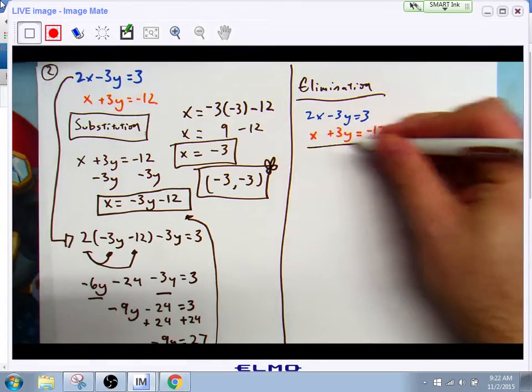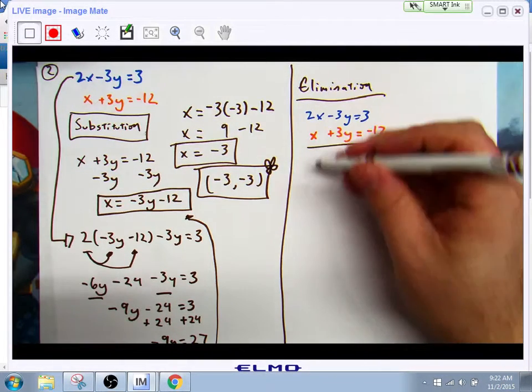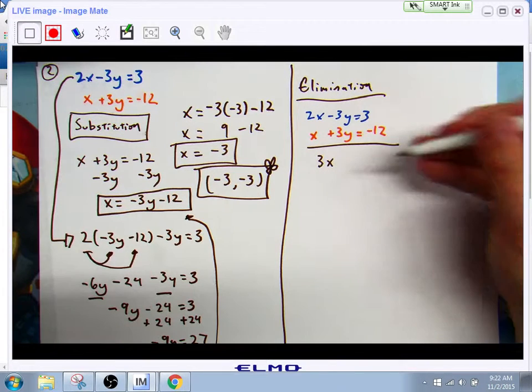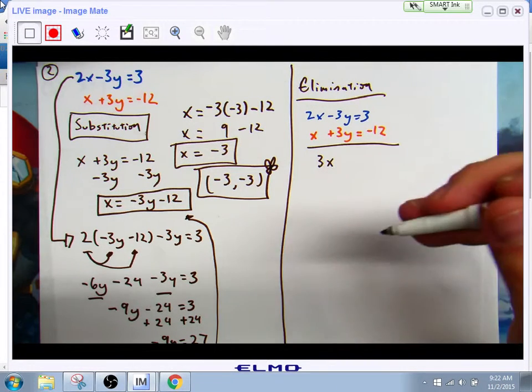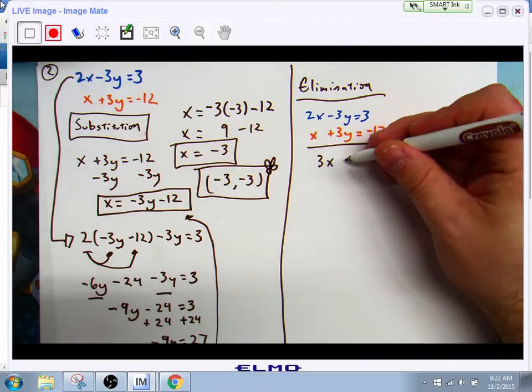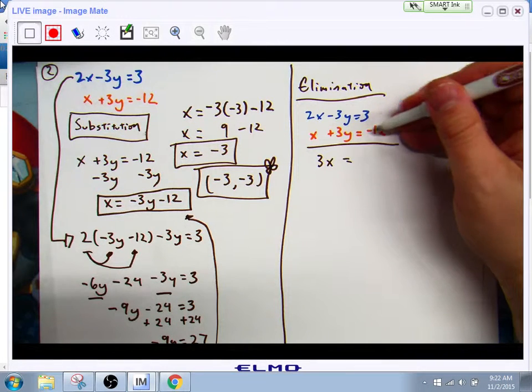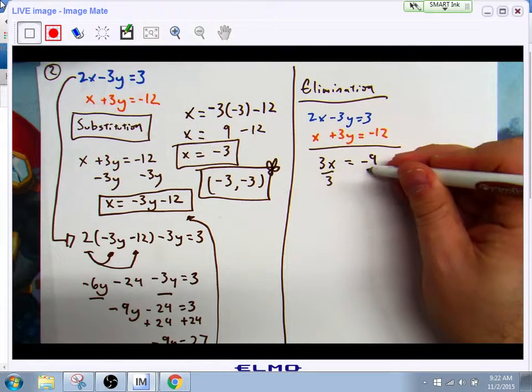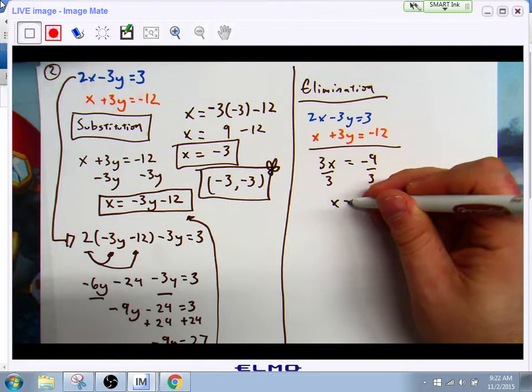So I'm going to add my equations together. 2 plus 1 is 3x. Negative 3 plus 3 is 0. It eliminates, so I'm not going to write 0. I just know that it eliminates. And then finally, 3 plus negative 12 becomes negative 9. Divide by 3. X equals negative 3.